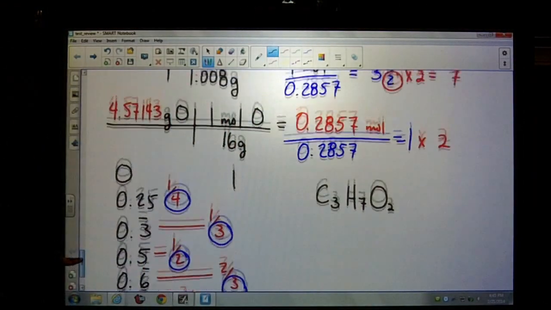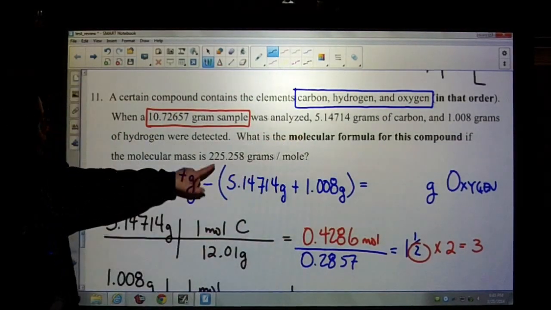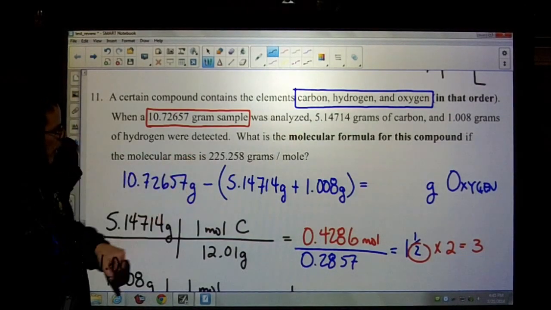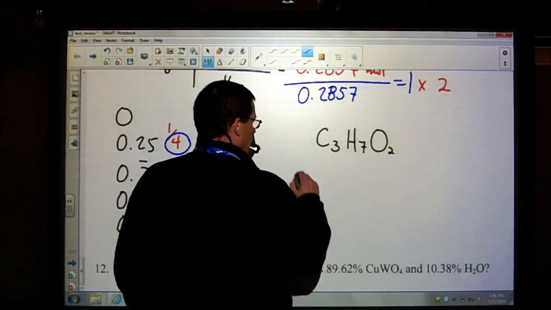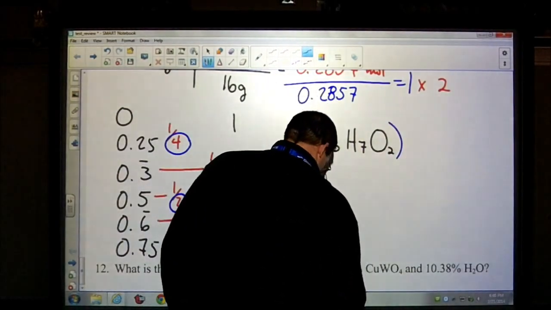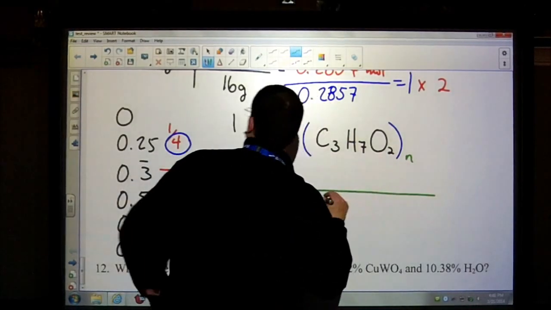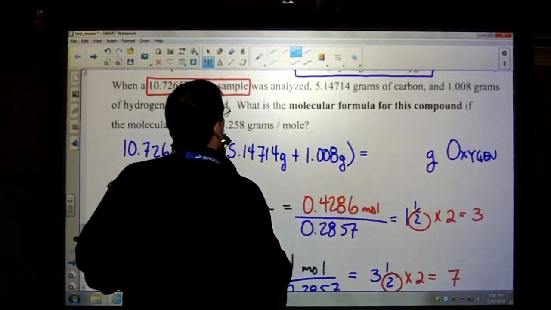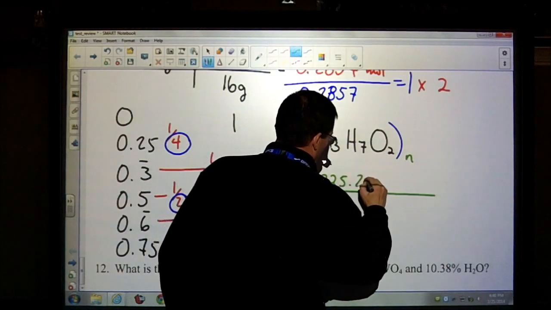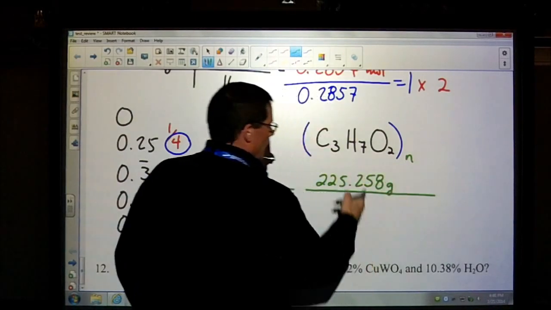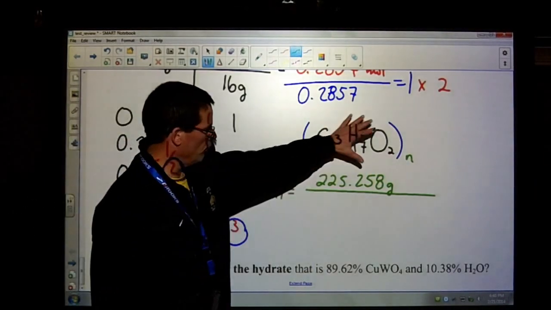Now, what is the question asking? It wants to know, what is the molecular formula for this compound? So we're given the molecular formula mass as 225.258. So we need to find out what the N value is. So the N, was it 225? 225? Yeah, 225. And we need to find out what the molecular mass for that compound is. I'm sorry, the empirical formula mass for that compound.